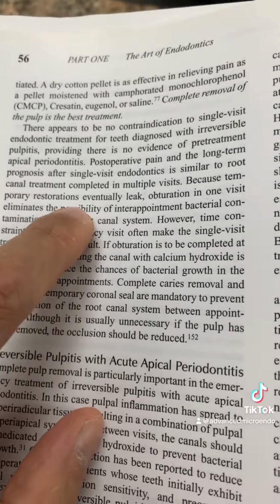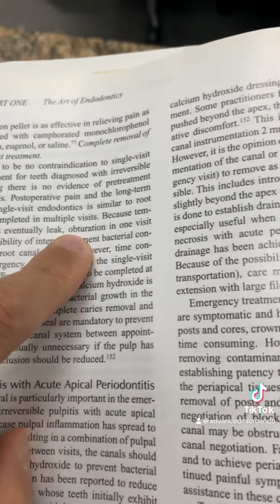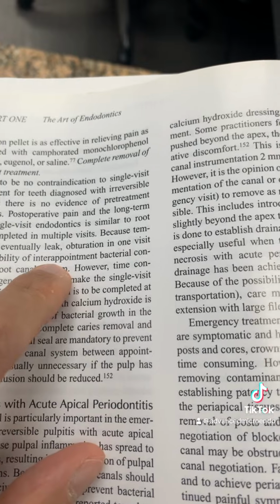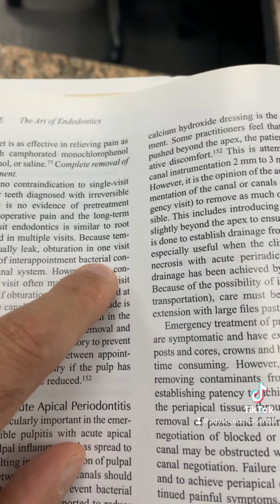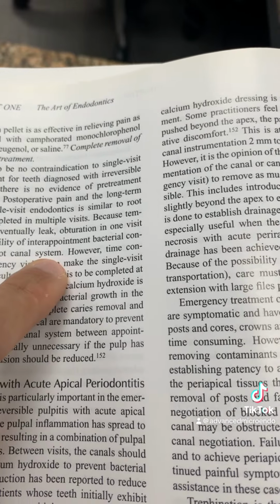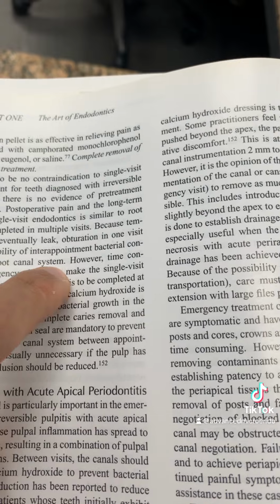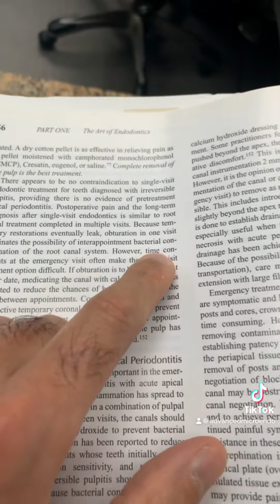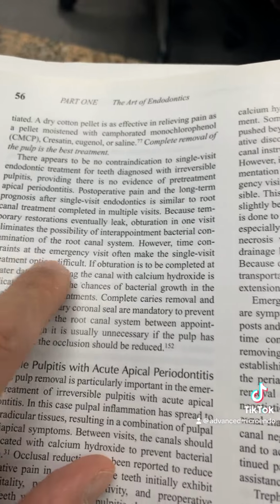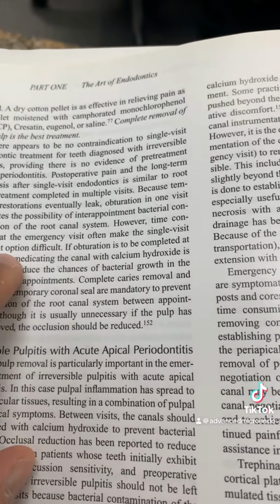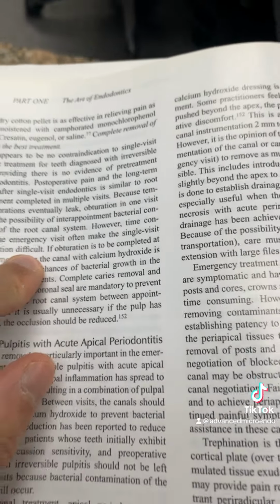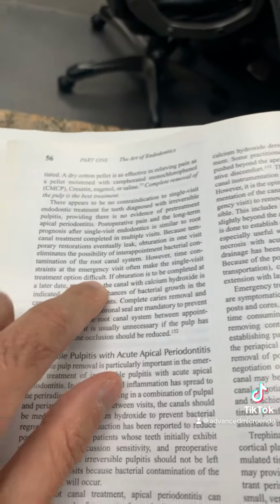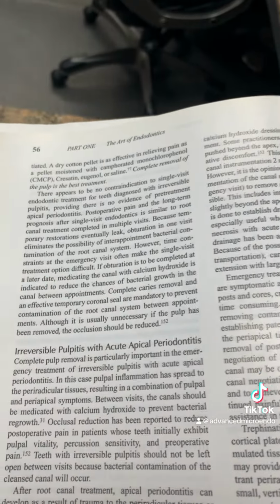Because temporary restorations eventually leak, obturation in one visit eliminates the possibility of inter-appointment bacterial contamination of the root canal system. Okay? So if you run out of time, if you don't have time, yes. However, time constraints at the emergency visit often make the single visit treatment option difficult. So if you don't have time, then you can do it in 2 visits. But ideally, you want to obturate in 1 appointment.